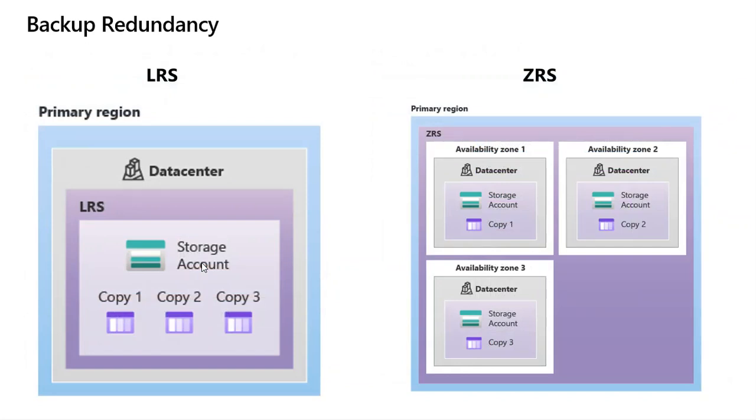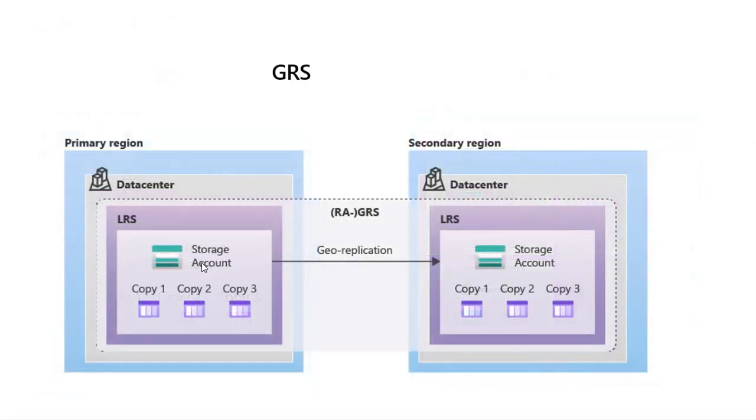Microsoft Azure also provides redundancy for your backups. In LRS, there are three copies available in the same data center. ZRS means three copies available in three data centers. GRS means three sets of copies available in two different regions, one of the data centers.